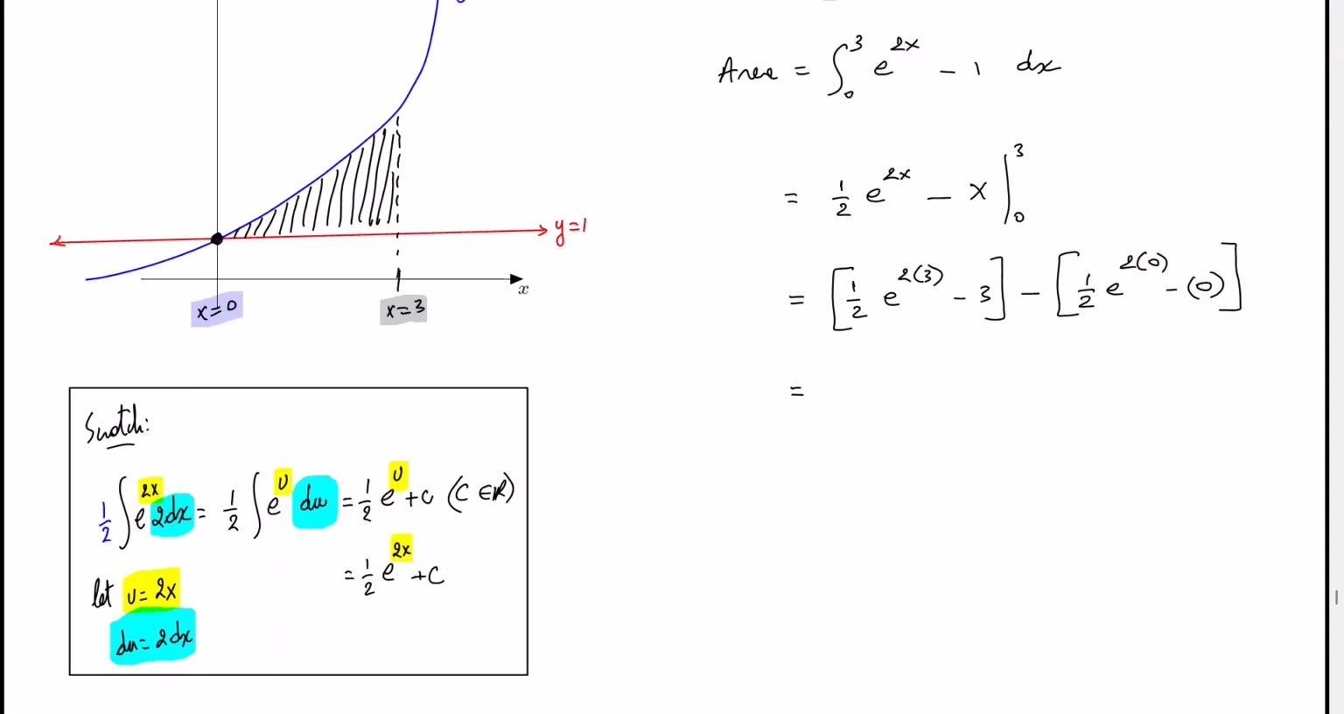Okay, so let's wrap things up with 1/2 e to the power of 2 times 3, which is going to be e to the power of 6, minus 3, minus 1/2 e to the 2 times 0. 2 times 0 is going to be 0, and so e to the 0 is going to be just simply 1. So the e is roughly 2.7. 2.7 to the power of 0 is just going to be 1. So 1/2 times 1 is going to be 1/2. And finally, minus 0, well, that's just 0, and I'm not going to write it.